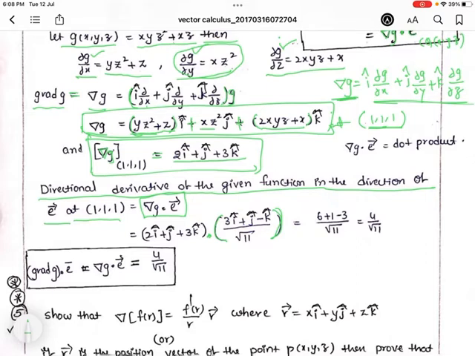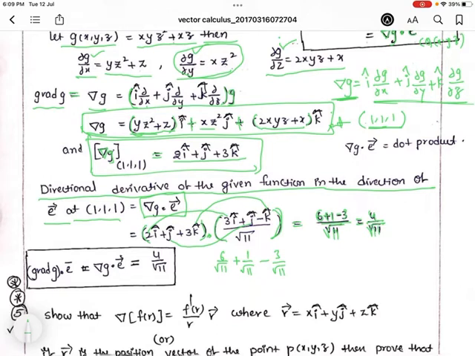So here the dot product. Dot product means we have to take the multiplication of these two vectors. That is 2 into 3 by root 11, which is 6 by root 11, plus j dot j is 1, so 1 by root 11, minus k dot k is 1, 3 into 1, so 3 by root 11. Which is equal to (6 plus 1 minus 3) by root 11, which is equal to 4 by root 11.